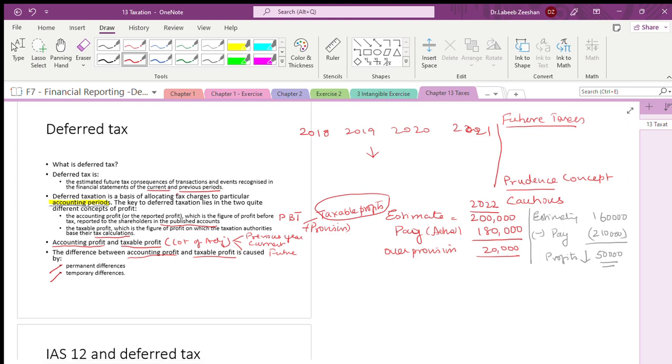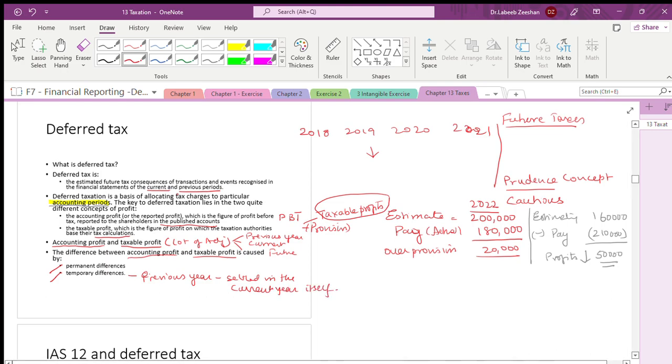What is the permanent difference? Permanent difference means definitely it will be carried forward, it will be settled over a period of time. Whereas temporary difference is whatever happens in the previous year, it has to be settled in the current year itself. We should not carry forward. That is the thing.